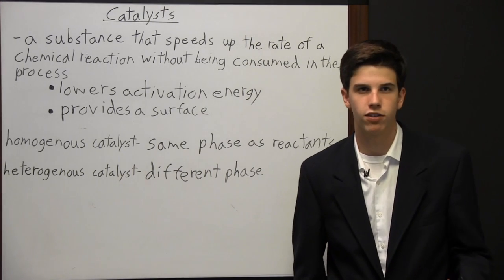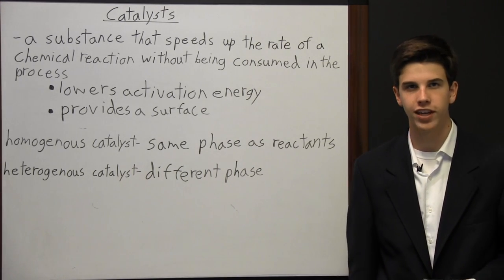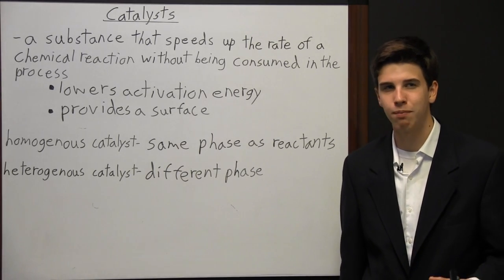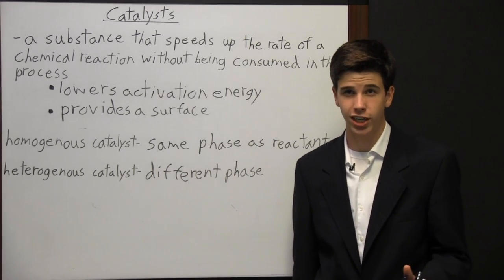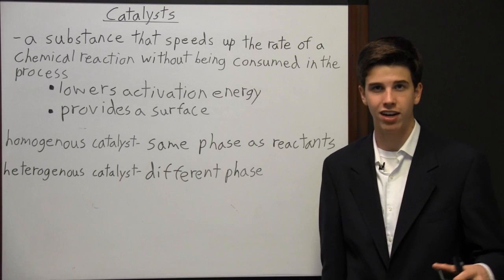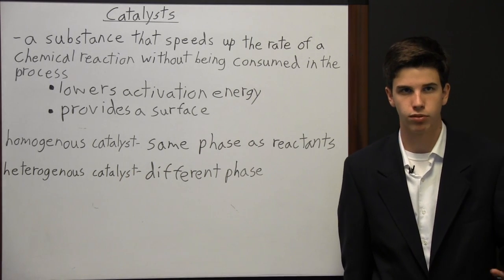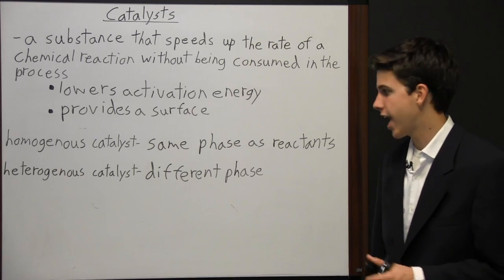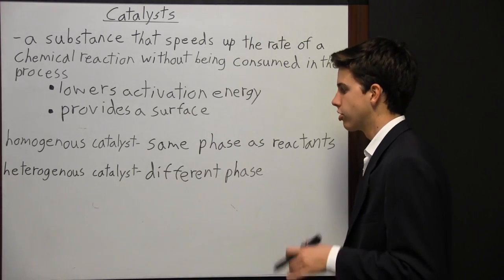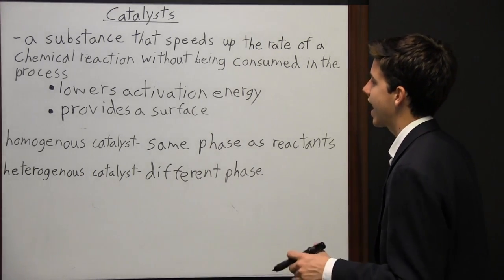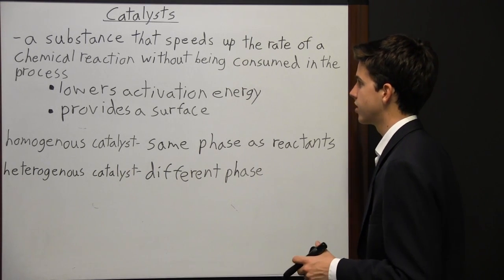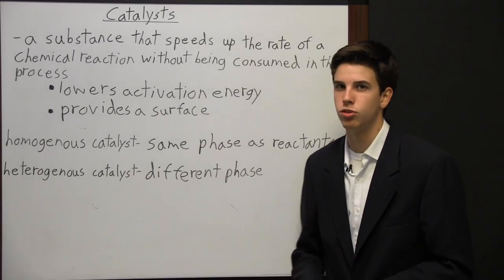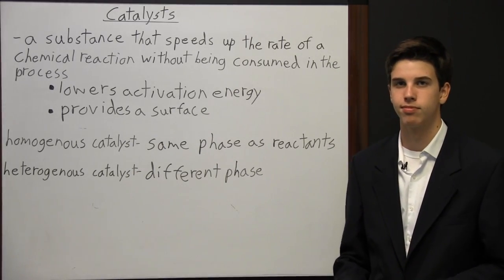Now, take for example the combination of ethylene and hydrogen gases to make ethane gas. It's catalyzed by adding powdered nickel. So you have powdered nickel, which is in solid form, and everything else is in the gas phase. So in that reaction, nickel is a heterogeneous catalyst. So an important point to remember is that catalysts are substances that speed up the rate of a chemical reaction without being consumed in the process.